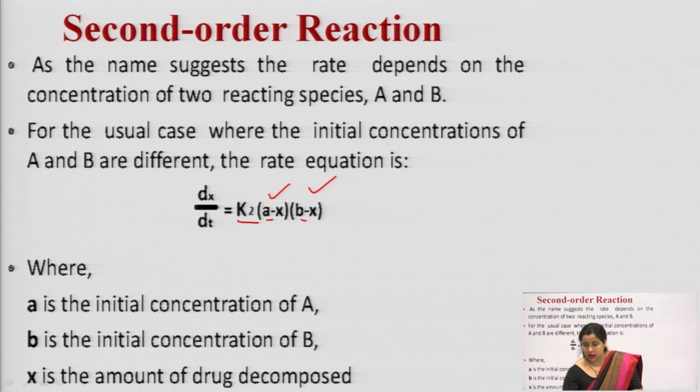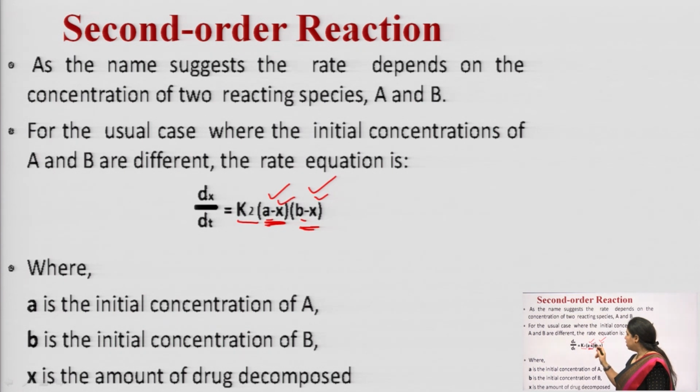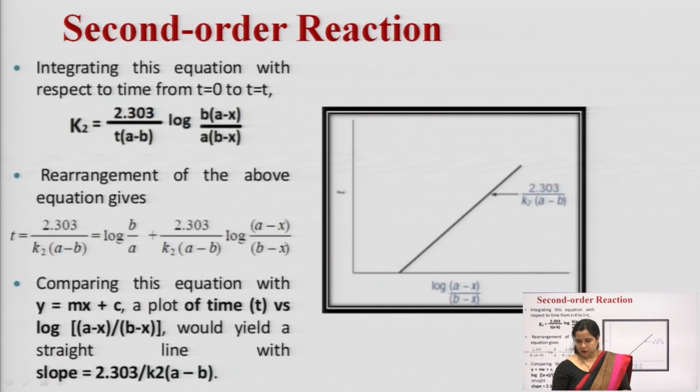So, basically x is the value that will give you the variation or change in concentration level. So, x is the amount of drug changed, and these are the initial concentrations of A and B. So, now you can easily identify the concentration or rate of reaction.